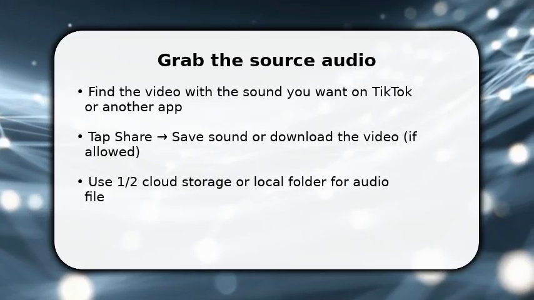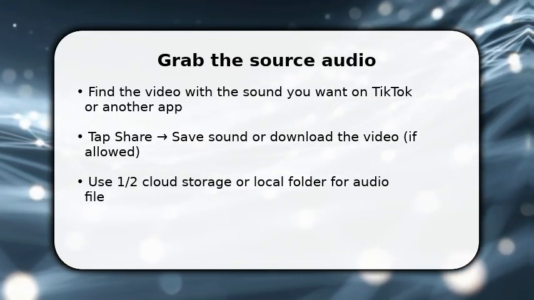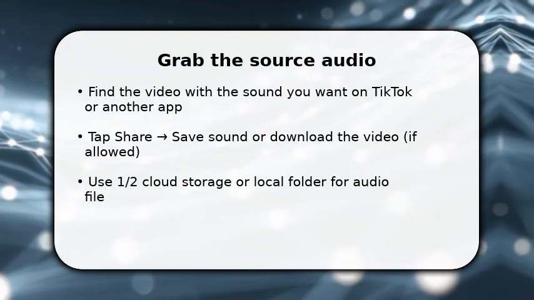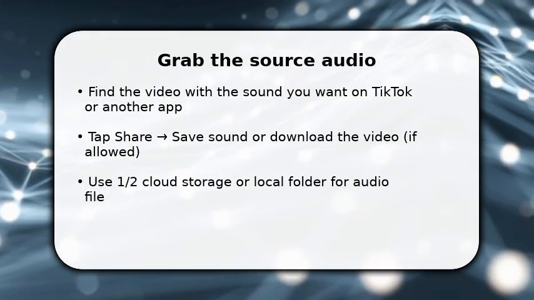You start by capturing the source clip. Find the TikTok or external video that has the sound you want. Tap Share and choose Save Sound when available, or download the video if the platform permits. This gives you a local file to work with.